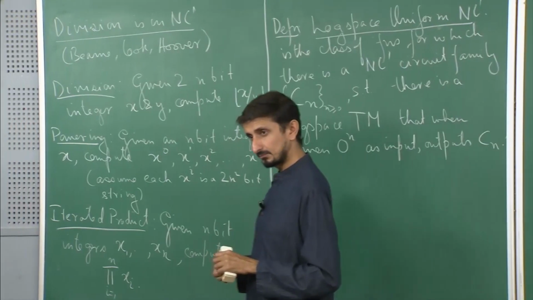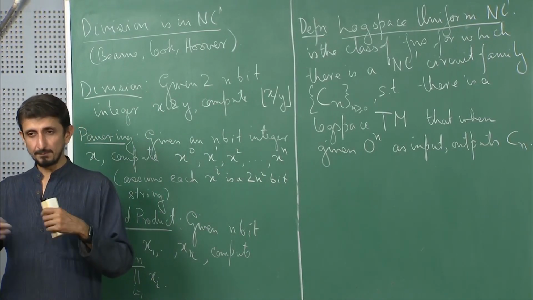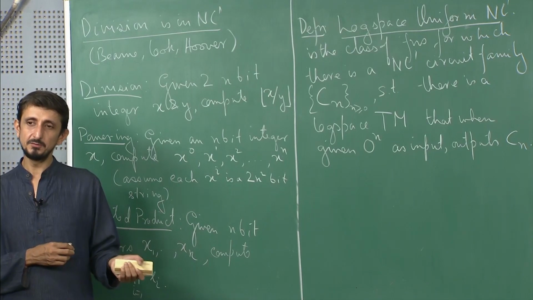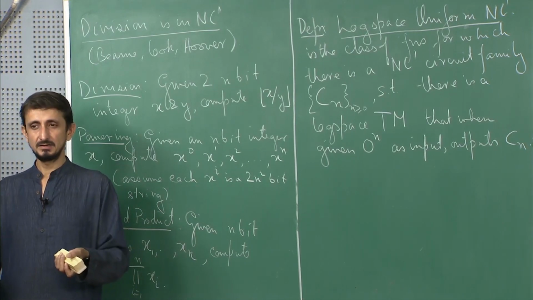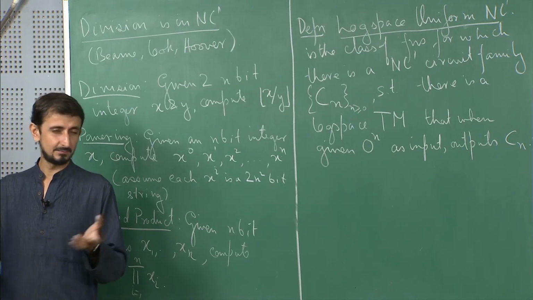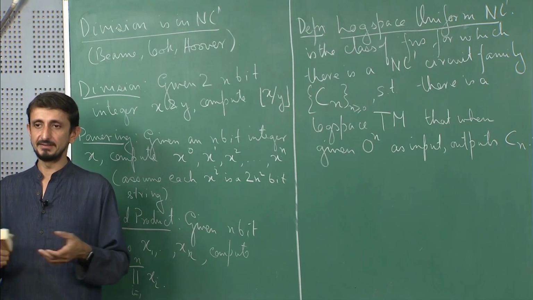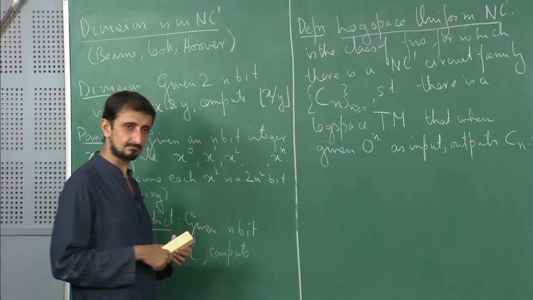Like all the other problems are also in log space uniform? It depends. If you can actually compute that circuit given n in unary, then it is in log space. Yeah, I think most of the problems that we have seen, addition and multiplication, are in log space uniform. You can actually generate that circuit.